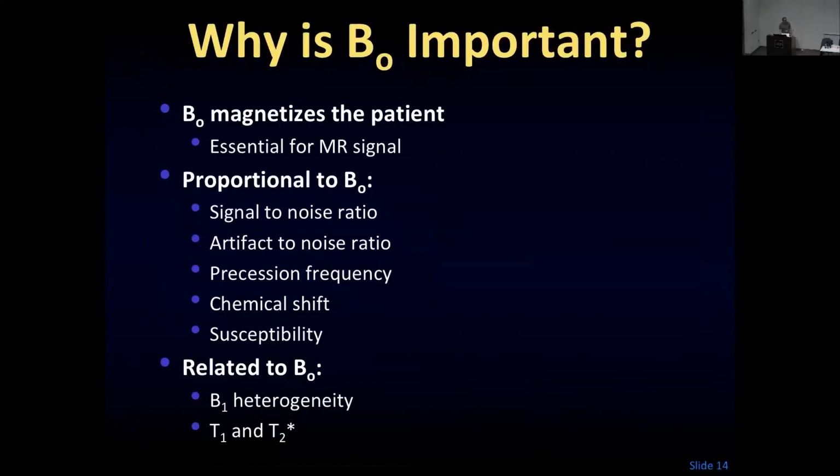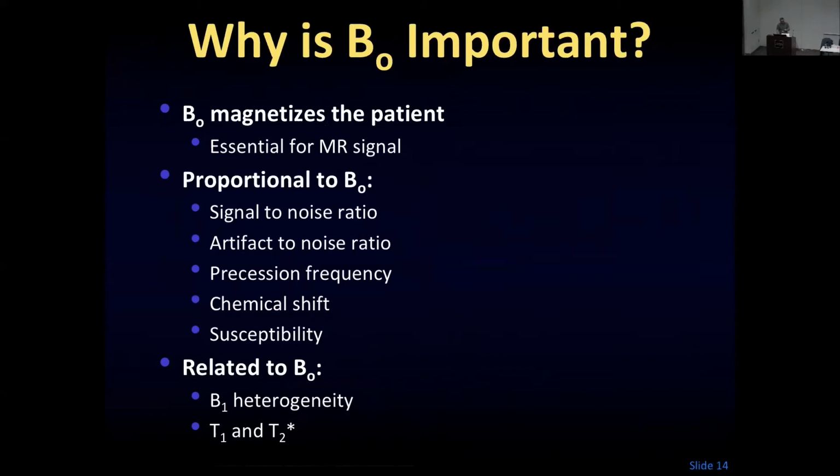Now, why is B0 important other than the fact that it can ruin your radiology career before you start it? B0 is important because B0 is what magnetizes the patient, which is essential for MR signal. So we need to magnetize the patient to generate MR signal. And a lot of things that are important are proportional to B0. So the signal to noise ratio is proportional to B0. All other things being equal, when you go from a 1.5T to a 3T scanner, your signal to noise doubles.